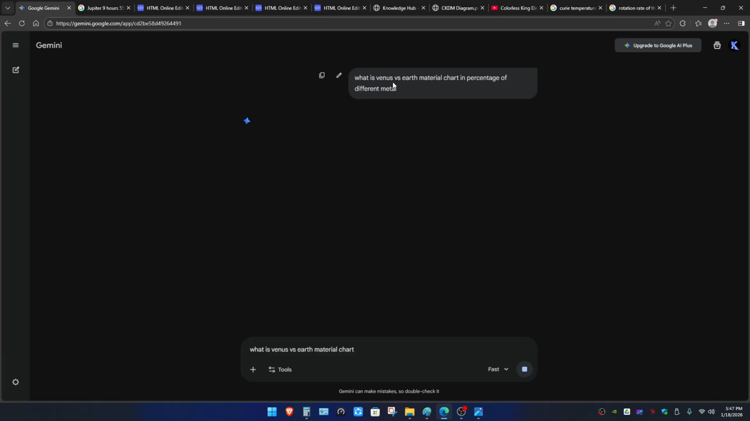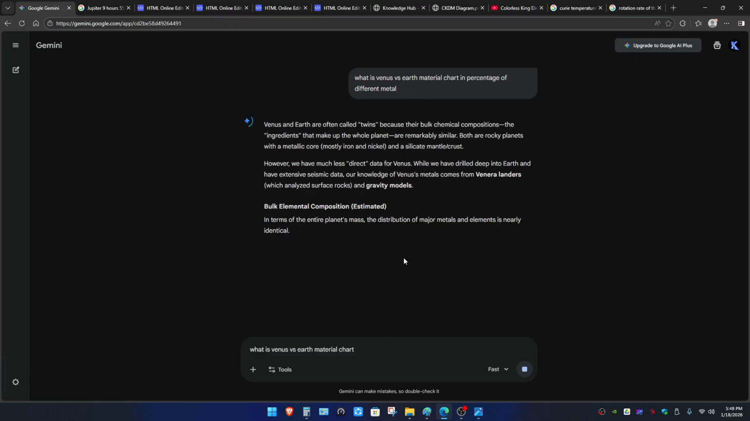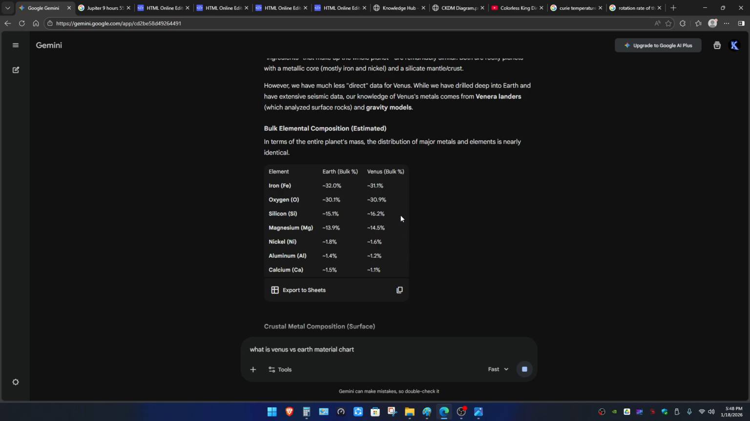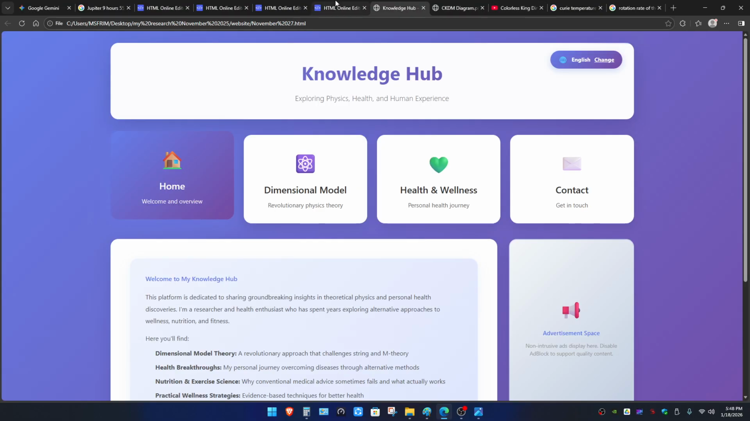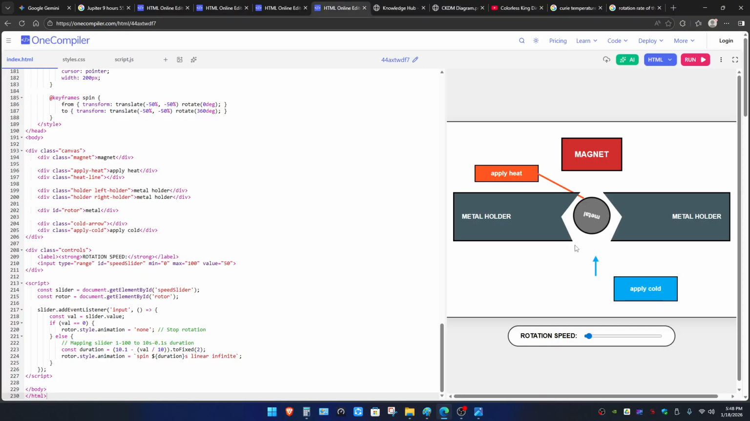Okay, I have written it again. Here is the thing. So iron, Venus has 31.1%. Oxygen about similar, silicon about 16.2, magnesium is 14.5, nickel is about this, and aluminium about similar. They are almost similar, but I think there is a difference, but otherwise material composition matters. This is what I am saying.